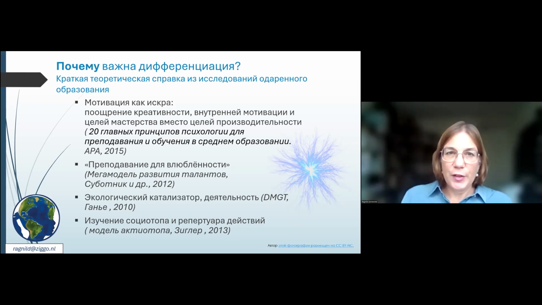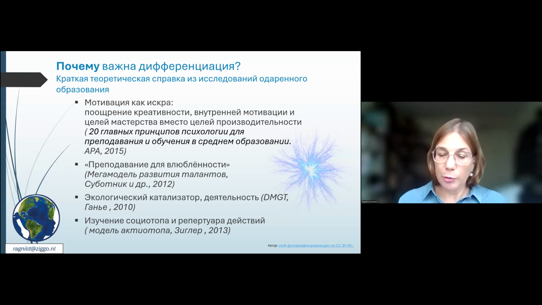So in 2015, the American Psychological Association released the top 20 principles from psychology for education, and they also applied it to gifted education. They looked into the gifted research and into the top 20 principles, and they combined those together. Among these principles are a few that consider fostering motivation of students. Important for enhancing this motivation is the fostering of creativity and the intrinsic motivation of students.